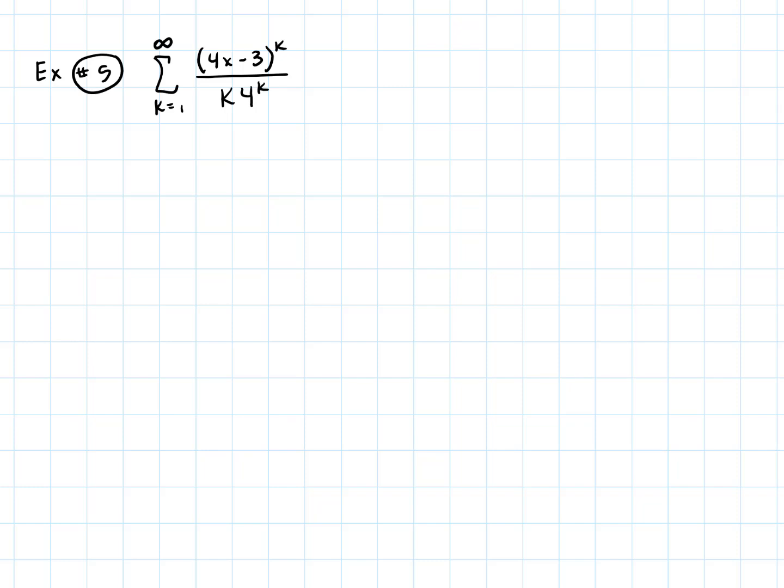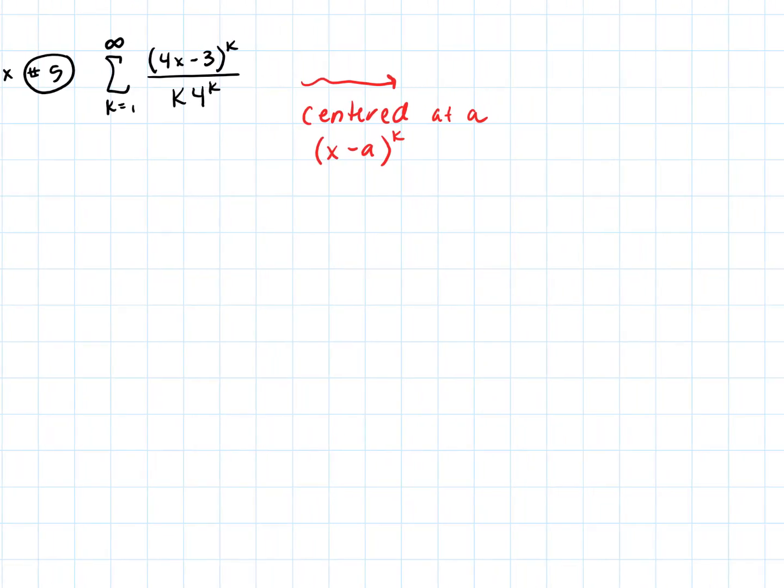And a couple of things. First thing we want to figure out is where we're centered. And remember, to find out where we're centered, we've got to have x minus a, in this case to the k, or to the n, whatever the index is. So where are we centered at? We're centered at a, where x minus a raised to the k is part of the power series.